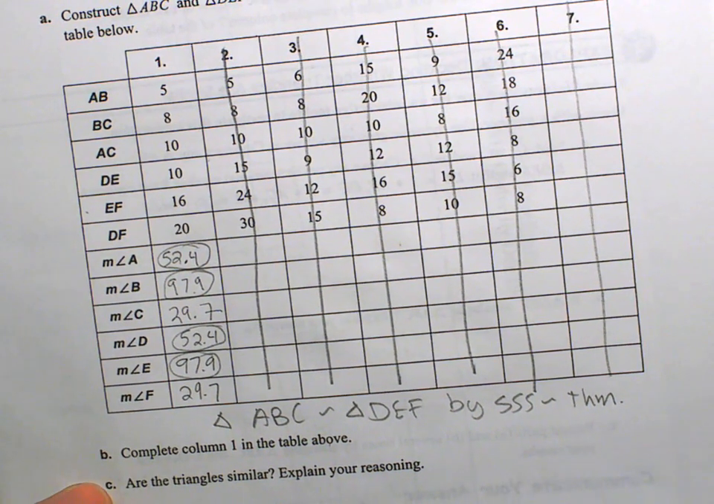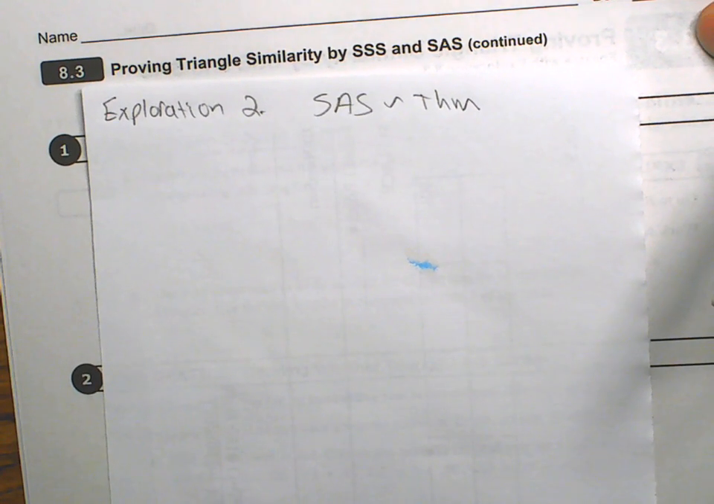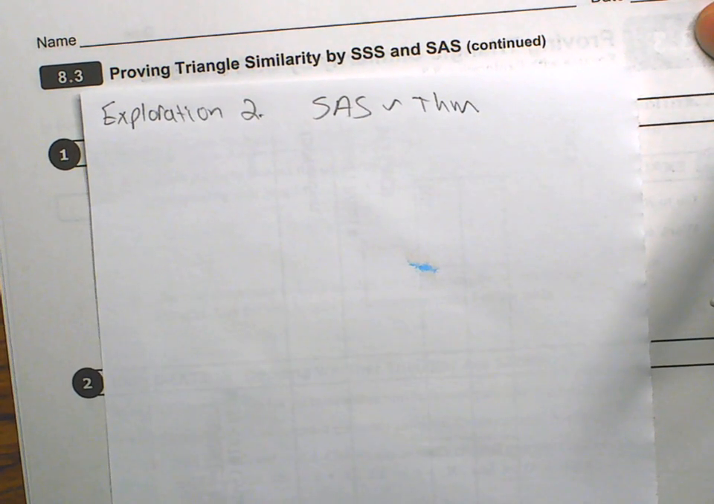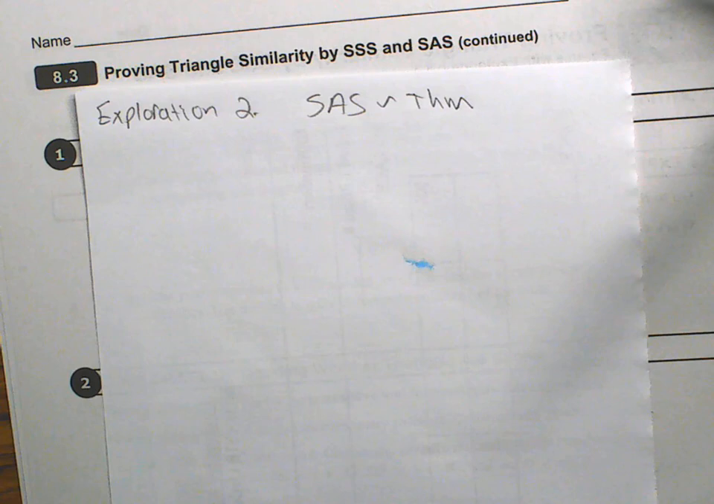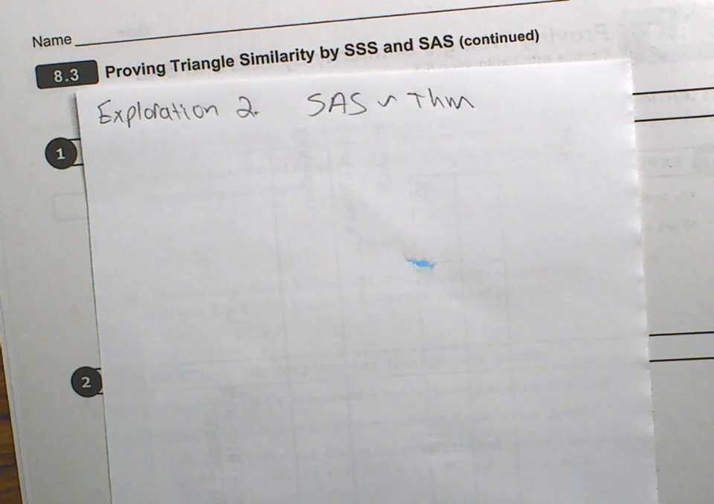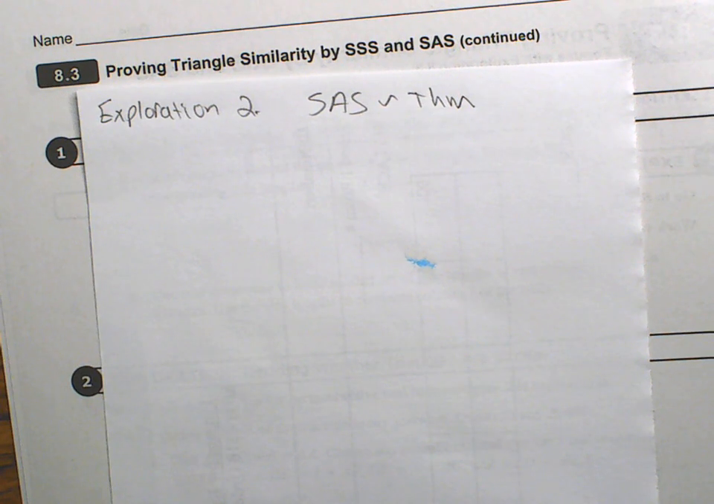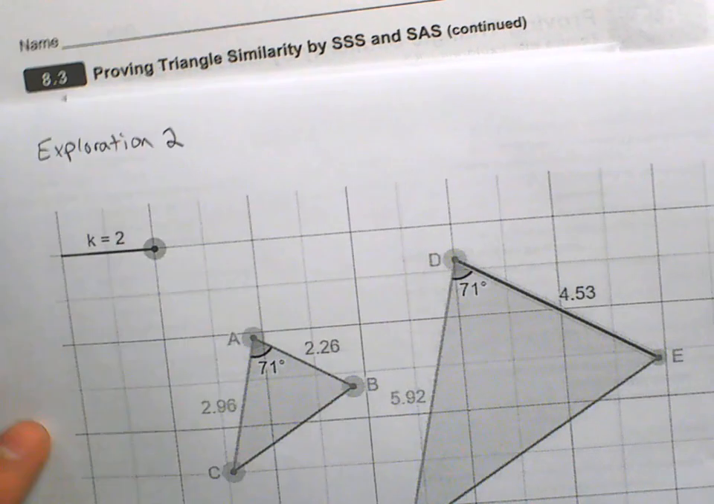Let's look at exploration 2 now. On exploration 2, you will need a blank piece of paper. So go ahead and pause the video, put a piece of paper right on it so that we can use it for notes. Once you're done, continue with the video. What we have here, and I'm going to put up the picture, so pause the video and copy it on your paper.